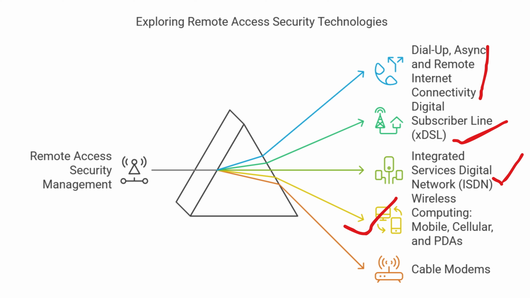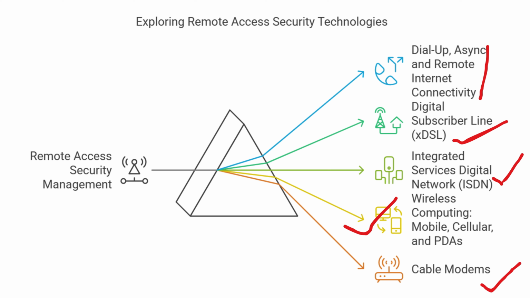To secure wireless computing, use VPNs and encryption to protect data on public networks. Enforce strong authentication with multi-factor authentication, MFA. And implement mobile device management, MDM, to remotely wipe lost or stolen devices.